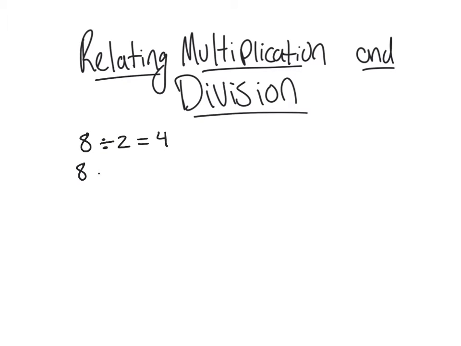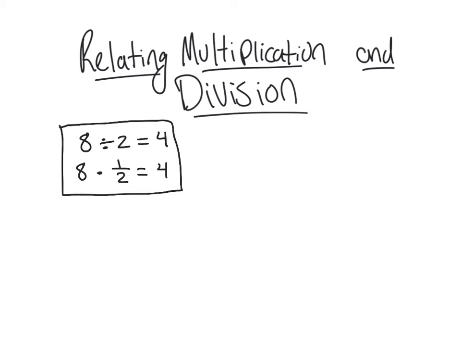Okay. Now if I write 8 times 1/2, okay, that's also equal to 4 because we're asking what is 1/2 of 8? Well, a half of 8 is 4. Okay, so I divided 8 by 2 and got 4, and then I multiplied it by a half and got 4. Okay, so that's one little pair of multiplication and division equations that we're going to take a look at.